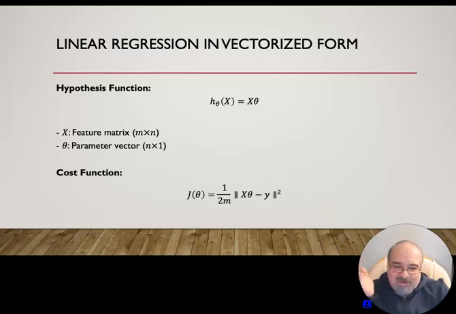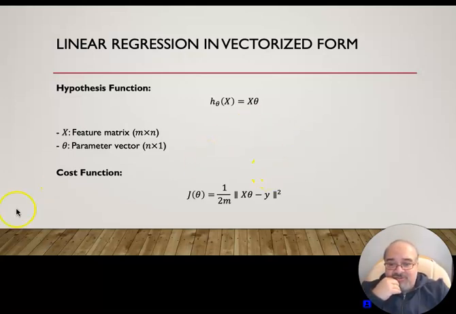So instead of writing the equations for individual data points, you might want to express everything in a vectorized form instead. In this case, the hypothesis function becomes h theta x is equal to x times theta. And here the x is again a feature matrix of size m by n. M is the number of data points, n is the number of features, and theta is the parameter vector. It's of size n by 1 as well.